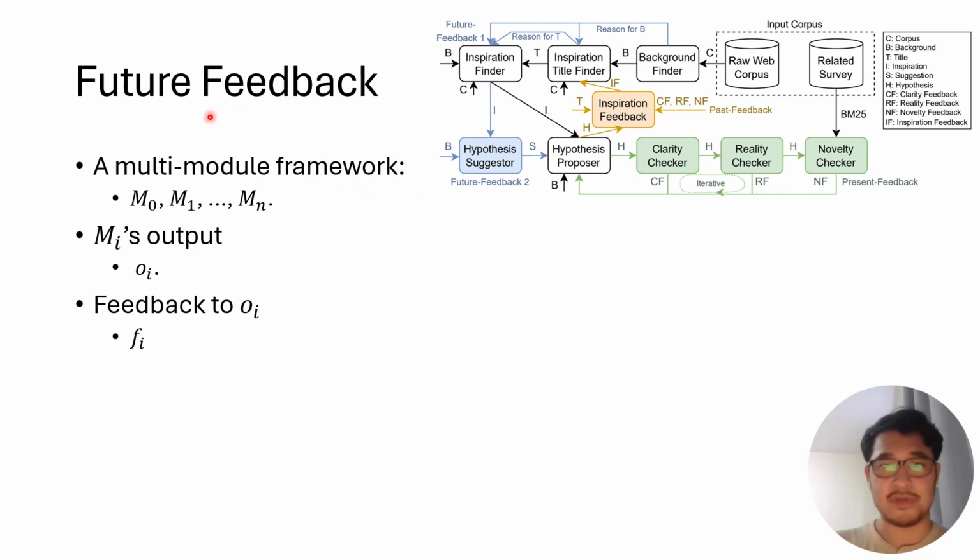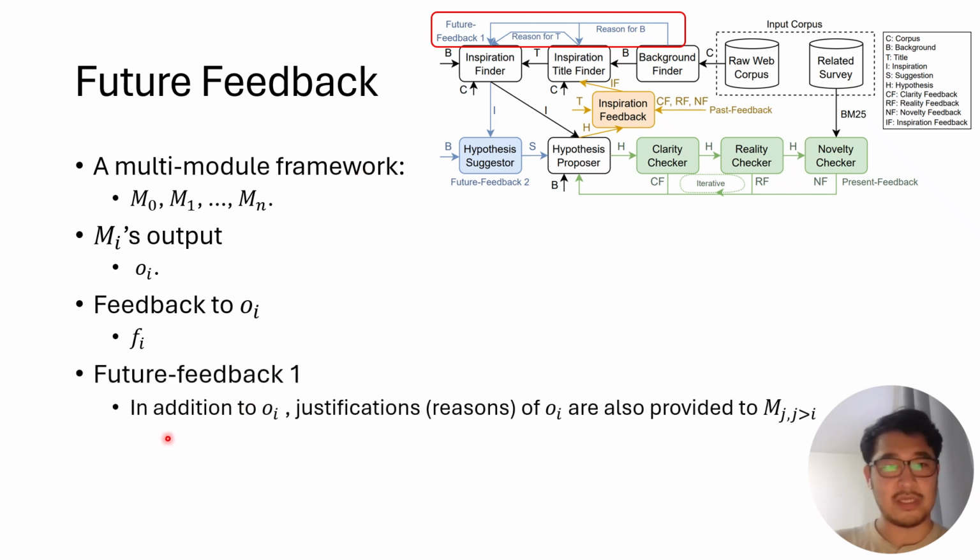We also developed future feedbacks, and we developed two paradigms here. The first is future feedback 1, which is described as: in addition to output I, justifications or reasons for OI are also provided to the next module. It is intuitive, because if the next module can receive the reasons why OI is generated, then it can probably better leverage OI.